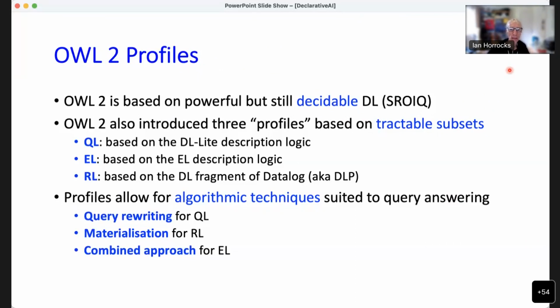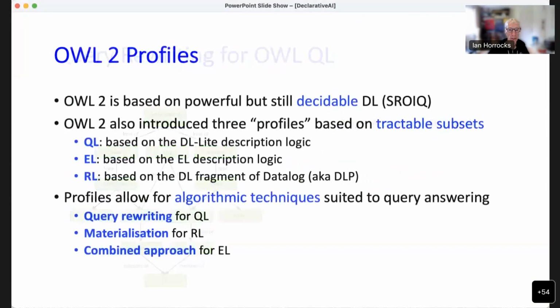And in particular, we identified three subsets, which we called QL, EL, and RL. And one that proved to be particularly interesting for this group anyway is this RL language, which is based on the fragment of OWL that intersects with Datalog. So it's basically the intersection of Datalog and description logic, which is also sometimes called DLP, description logic programs.